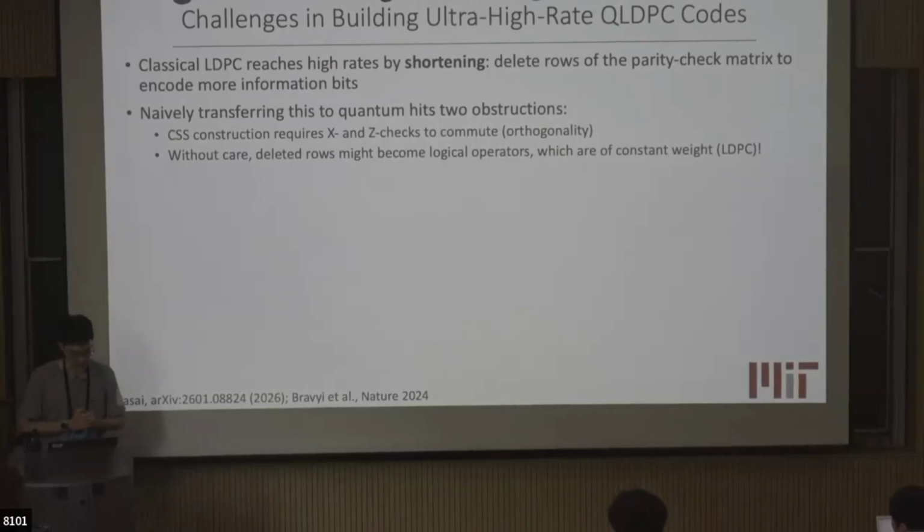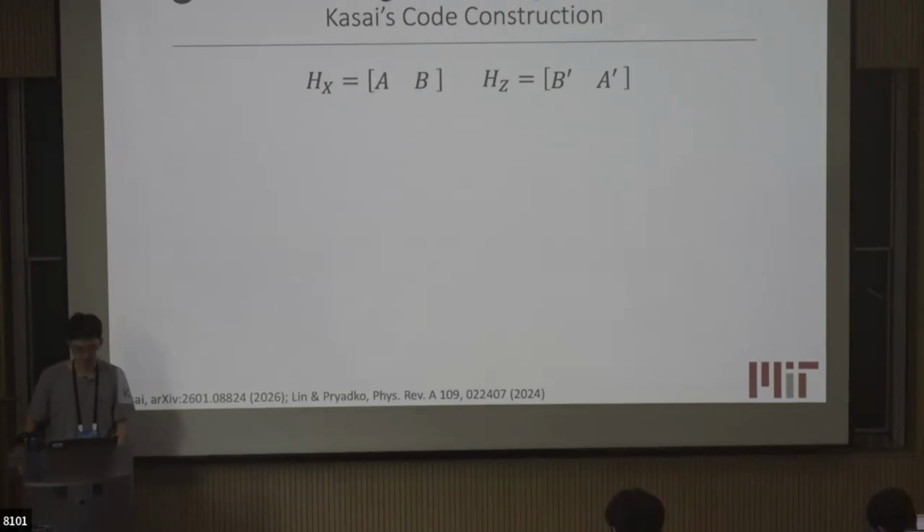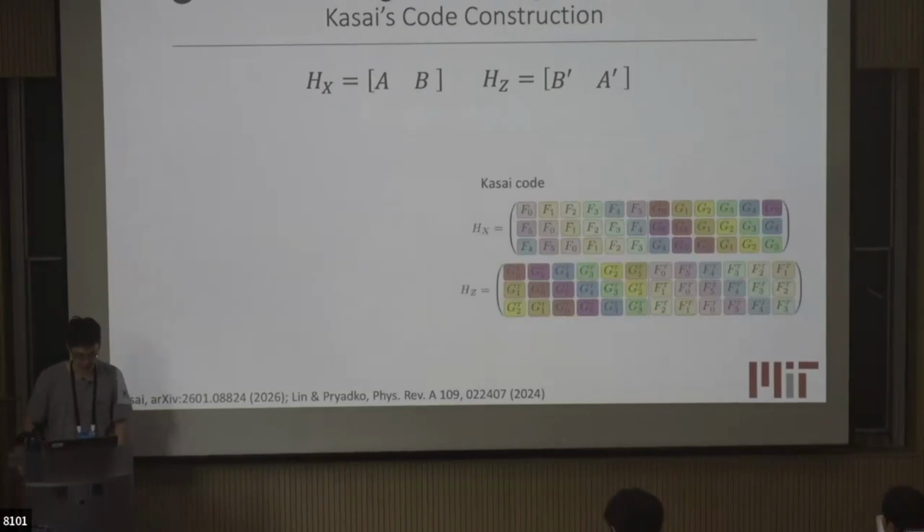I guess the second one is what I just mentioned, and you also need the structure so that they commute. So we have these two types of obstructions that we need to get around. Kenta had this very beautiful insight that you can actually design things in a way such that the rows you're deleting have a different structure from the rows that you're keeping, so that you still maintain orthogonality through the construction while being able to not have these low-weight things that you deleted be logicals.